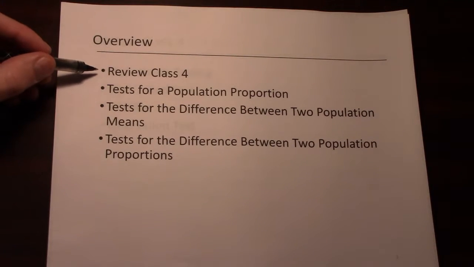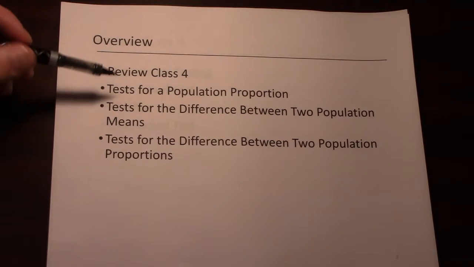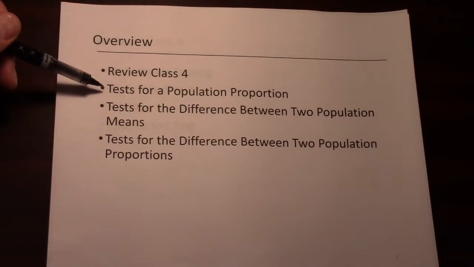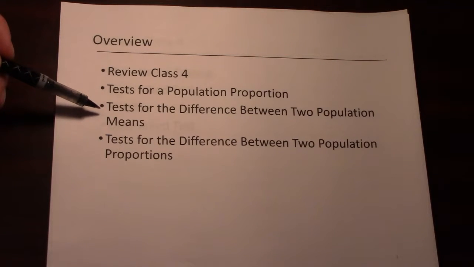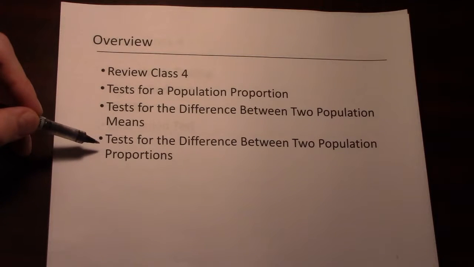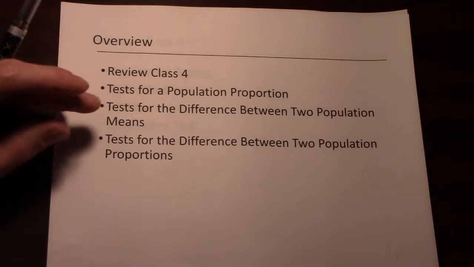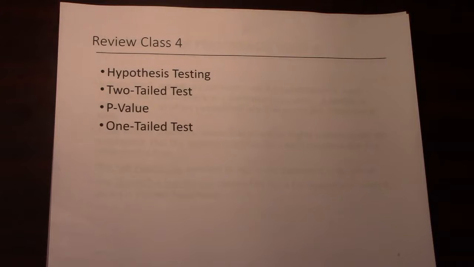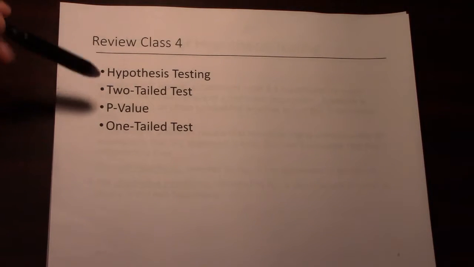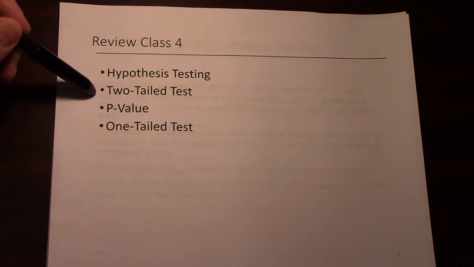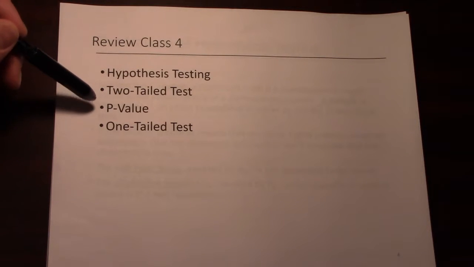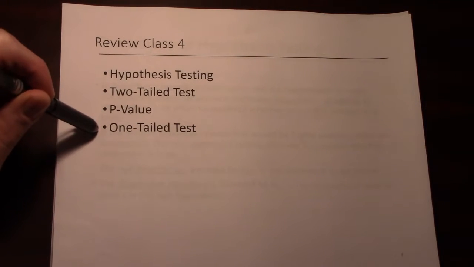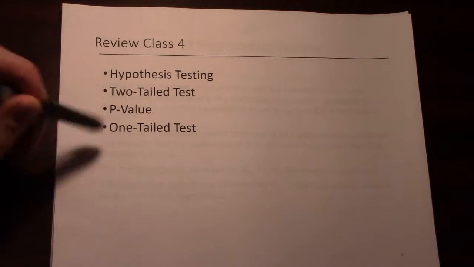In this video, I'm going to do a quick review of class 4, and then we're going to move on to hypothesis tests for population proportion, test for differences between 2 population means, and hypothesis test for the difference between 2 population proportions. We're just going to add those 3 things in the video today. Alright, so the review, let's do a quick review of hypothesis testing, quick review of two-tailed test, quick review of p-value, quick review of one-tailed test.